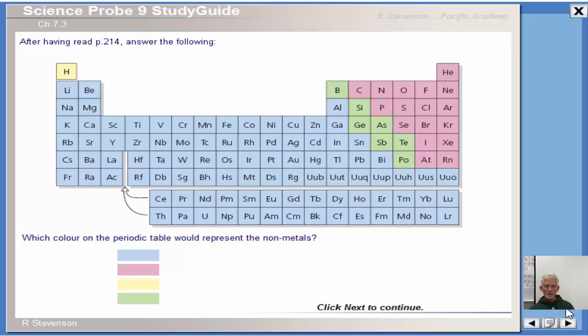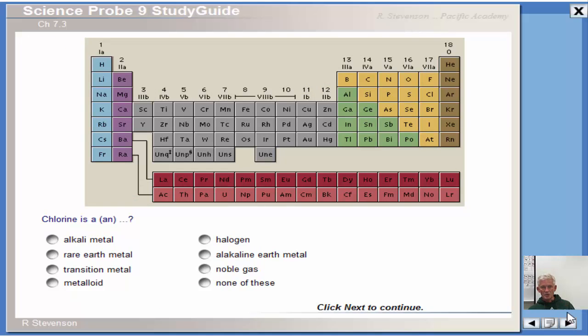Bobby's doing well. Which color on the periodic table would represent the nonmetals? So now we're looking at the opposite side of the periodic table, the right side. These are the nonmetals, and then of course these would be the metalloids along the zigzag line. So I'm a bright one, I am. Different looking periodic table.